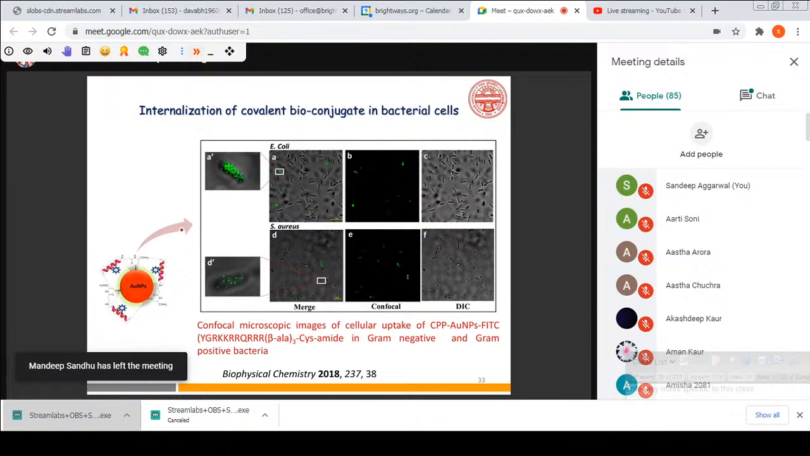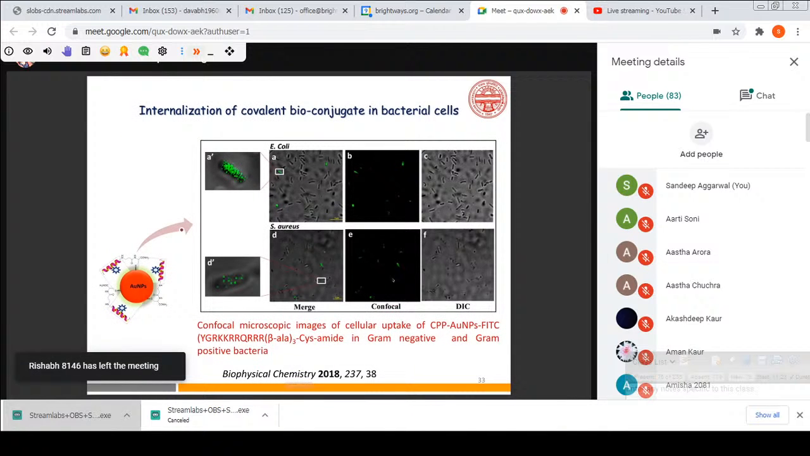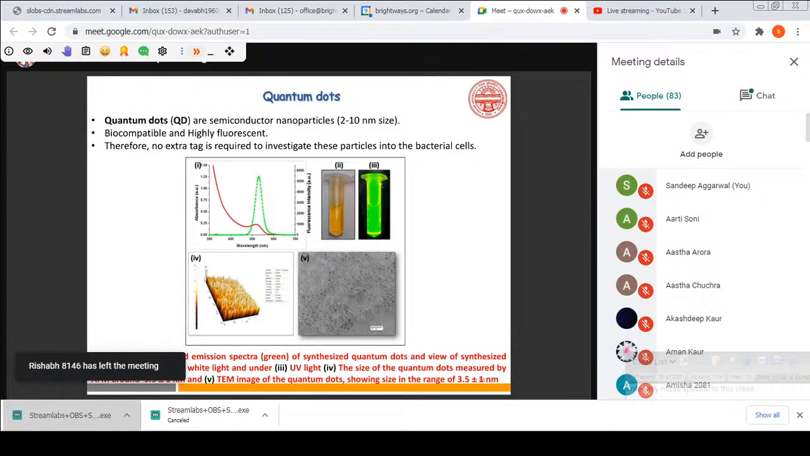What we found was probably that in the earlier slide, when we added the additional FITC here, that actually changed the conformation of this conjugate. Now, once the conjugate conformation is changed, it is difficult to internalize into the bacterial cell directly. So we changed the scheme. Instead of gold nanoparticles, we used quantum dots. Now the quantum dots are semiconductor nanoparticles. They are biocompatible and very highly fluorescent, and you don't need any extra tag. You don't need to add any fluorophore into it. You can directly use the quantum dot, and that helps it to go directly into the system, and that will not change the conformation of the conjugate.